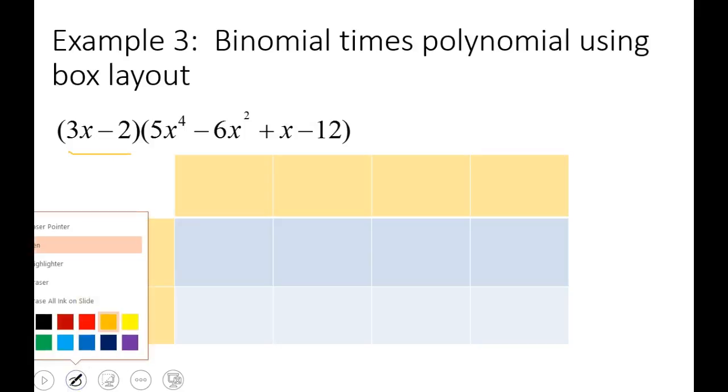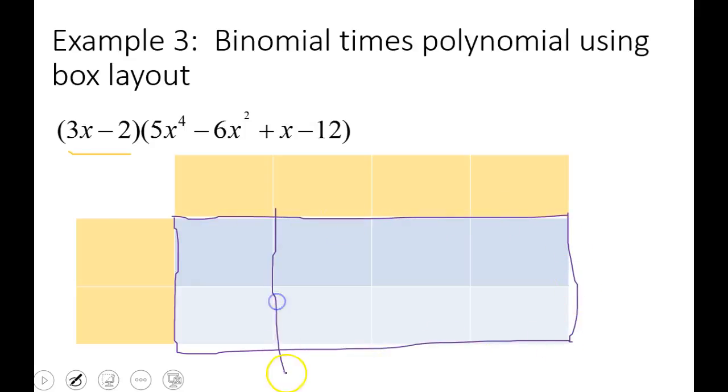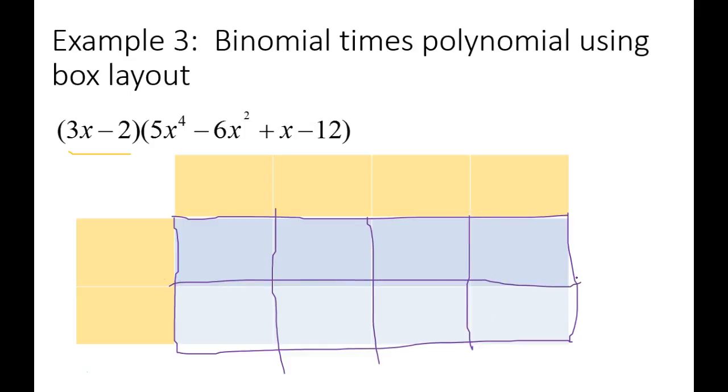Let me go to a better marker. So this time I have two rows, and I would have just drawn this. If I were drawing this on a piece of paper, if I didn't have this lovely template in front of me already, I would have done this. And then next to the first row, I would write 3x. And then next to the second row, I would write negative 2.